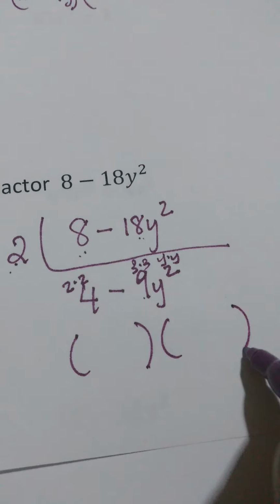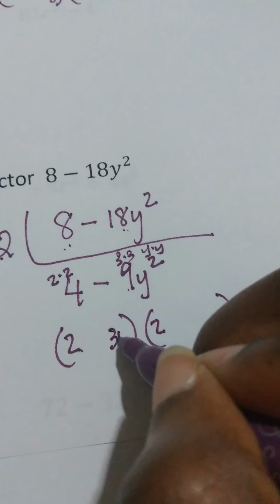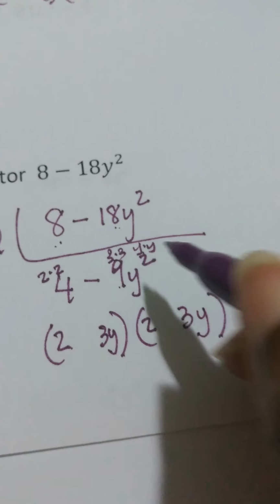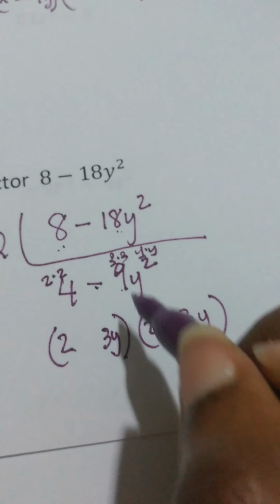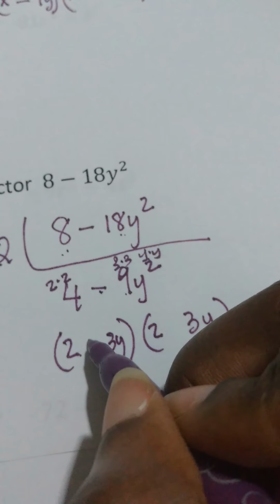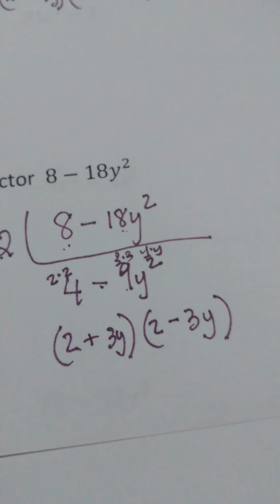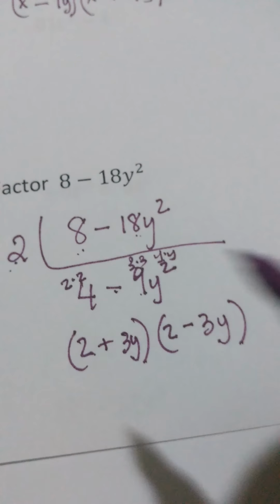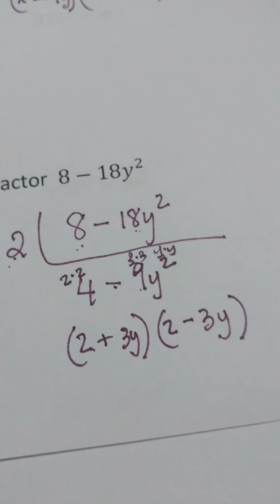I need a 2 at the front, 2 here. I need a 3 and a y at the back, a 3 and a y at the back. Difference of squares, so one of my signs must be positive and the other must be negative. My signs must be different for a difference of squares. And I cannot forget my GCF. You know the question I always ask. Okay, this is my final answer.